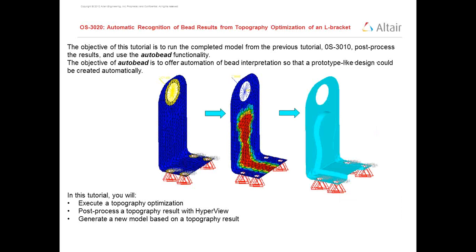Then we'll move to the next tutorial, that is automatic recognition of bead results from topography optimization of L bracket. So the objective of this tutorial is to run the completed model from the previous tutorial, post-process the result and use the bead functionality. The objective of AutoBead is to offer automation of bead interpretation so that prototype like design could be created automatically. So we'll create a surface file, that is the IGS file from this model. In this tutorial you will execute a topography optimization, post-process a topography results with HyperView, generate a new model based on topography results. So we'll see how we can do it.